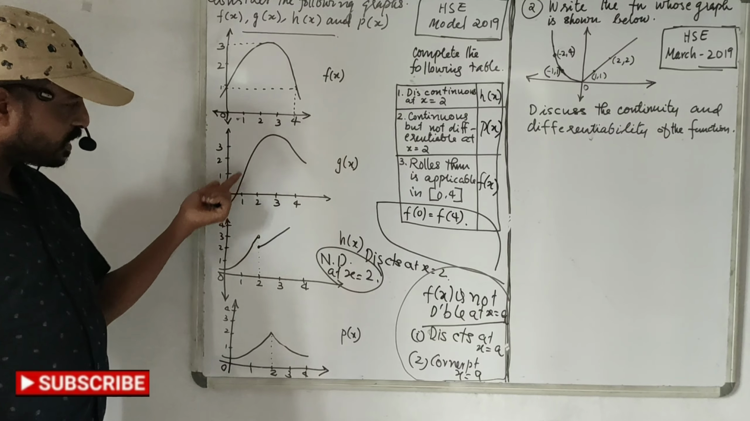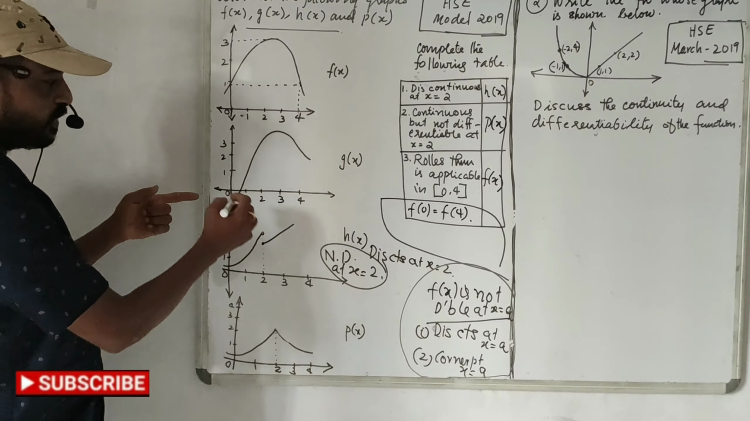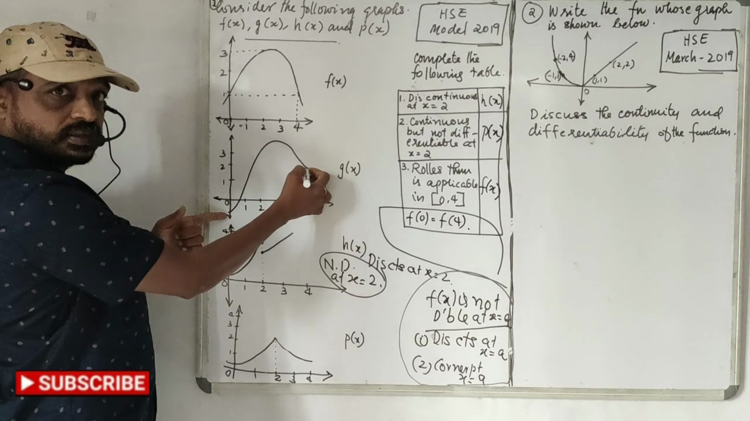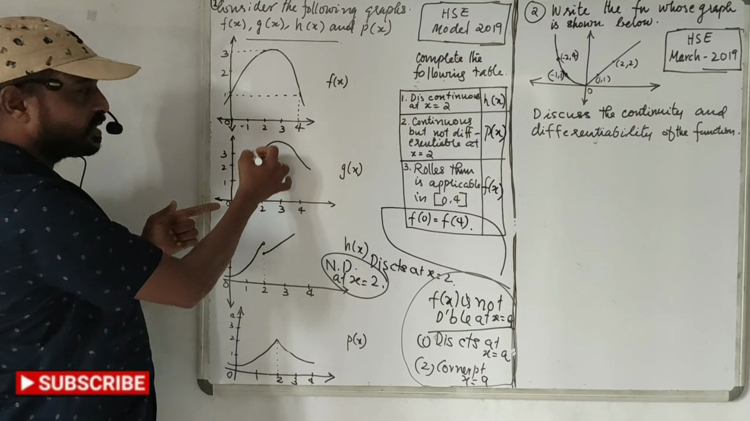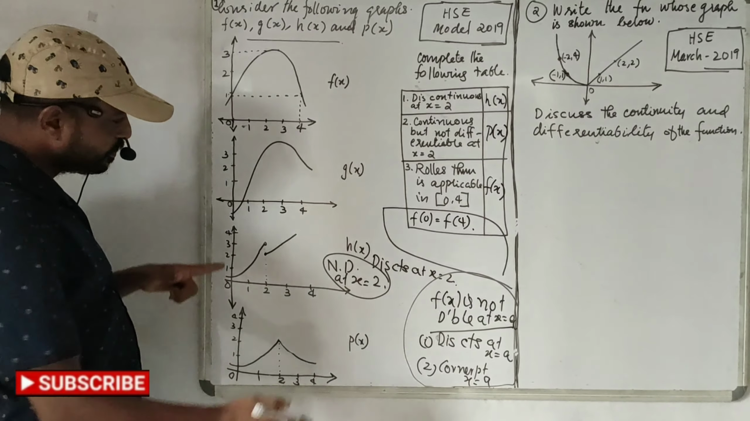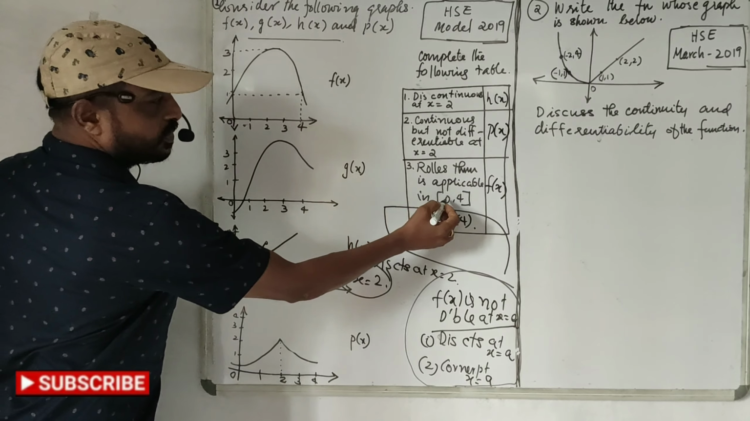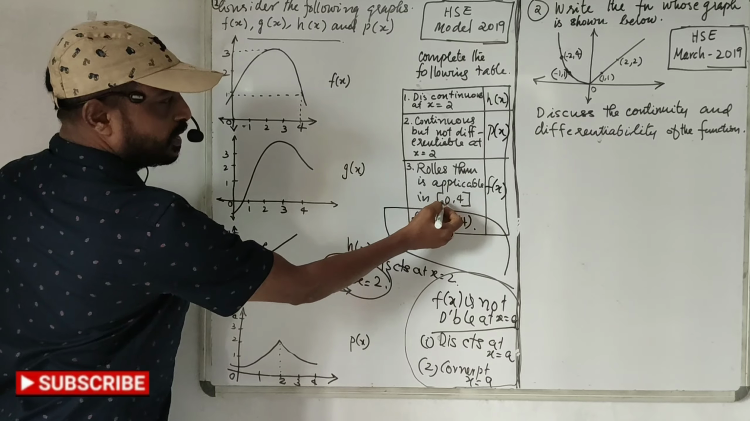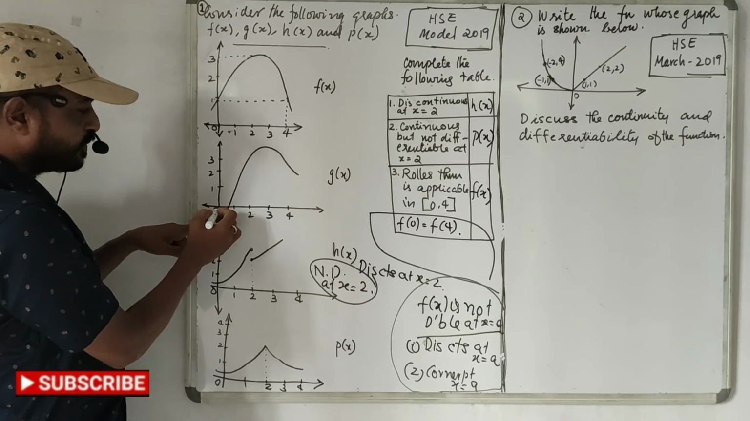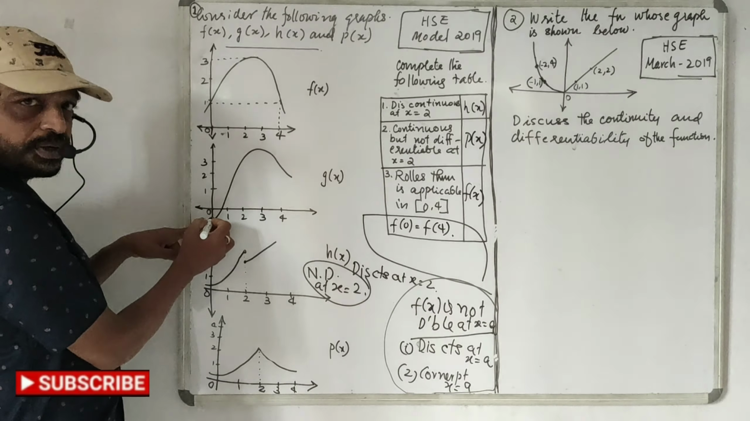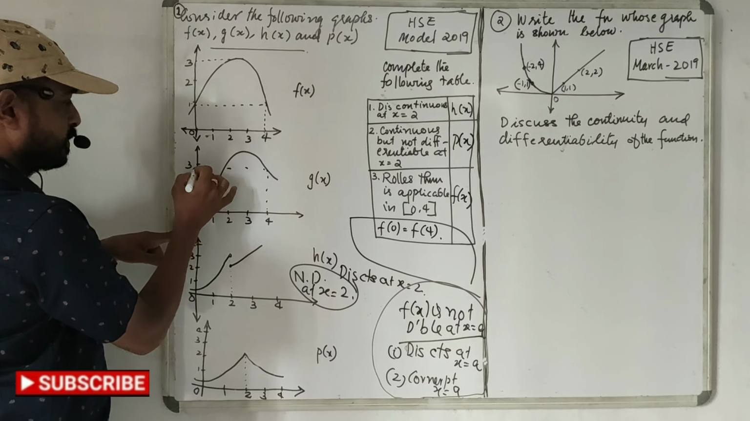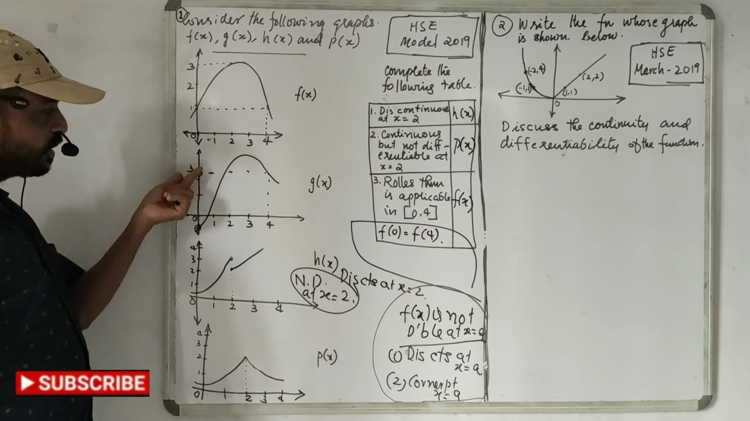Now how about this function? This function is continuous, and also differentiable, because it does not have a break and does not have a corner point. But here we will have to check the applicability of Rolle's theorem in the closed interval 0, 4. What is f of 0? F of 0 is this point. What is f of 4? F of 4 is somewhere here. So f of 0 is not equal to f of 4.